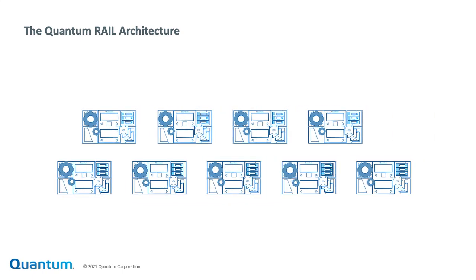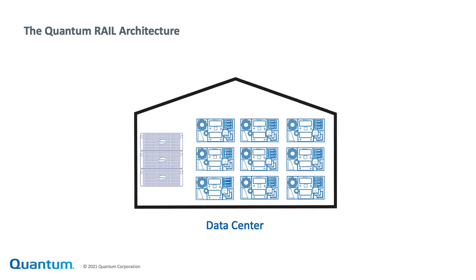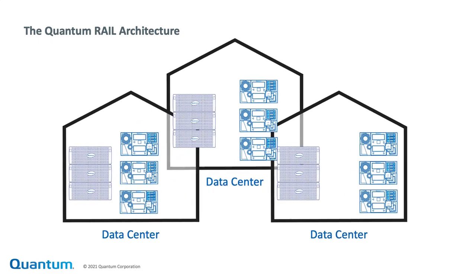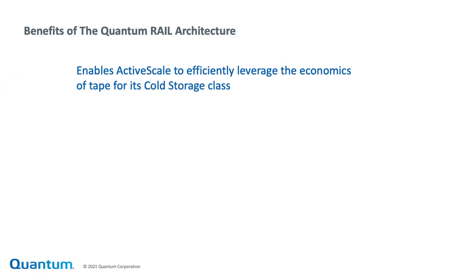Rail is flexible. You incrementally add libraries as performance and capacity needs change. And this array of libraries can be in the data center of your choice. Or for ultimate protection, in a 3GEO deployment, a single array of libraries or a single Rail can be distributed across multiple data centers.